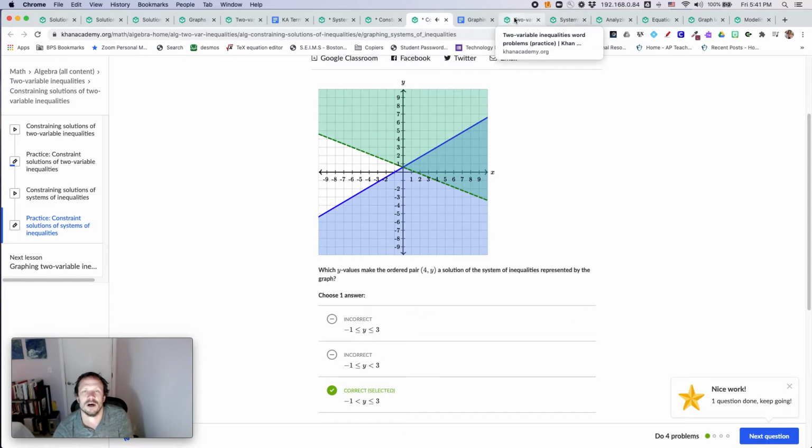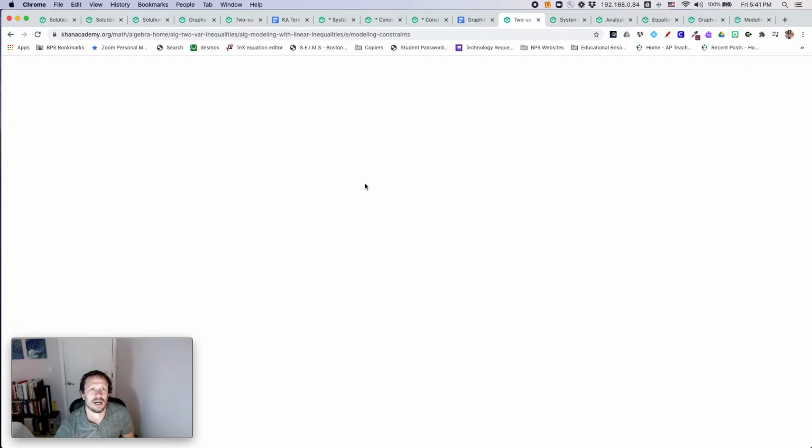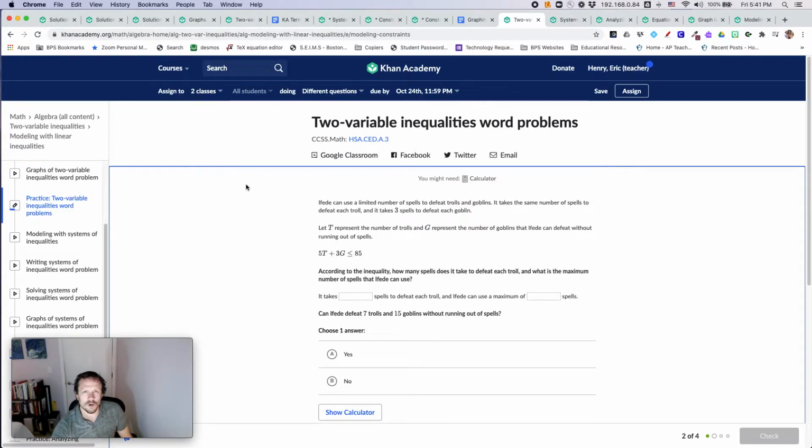Okay, going on. Any of the regular Algebra 2 students, you're done. The rest of these are just for honors. You might see at least these first few. You'll see these next week, the word problem ones. But we'll go over some in class as well. Okay, two variable inequalities word problems.